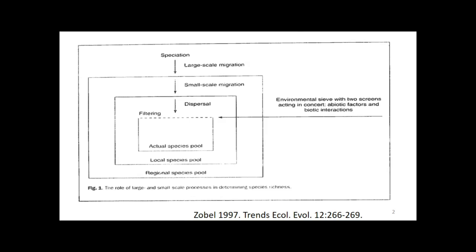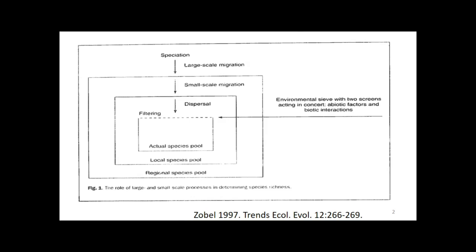What are species pools? Here I'm showing the original schematic summary of the species pool concept as it was proposed by Martin Sobel some time ago now, in 1997, in Trends in Ecology and Evolution. What he was positing with this concept is that the actual species pool, meaning the local observed species diversity, is determined by many processes acting at other spatial scales than local, meaning regional spatial scales. And actually it begins with speciation.